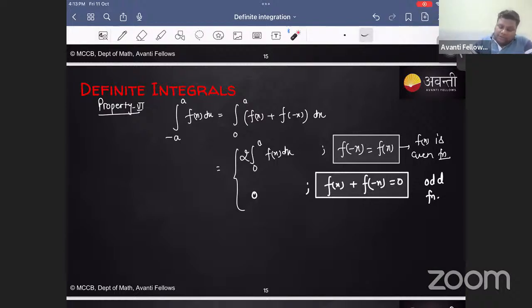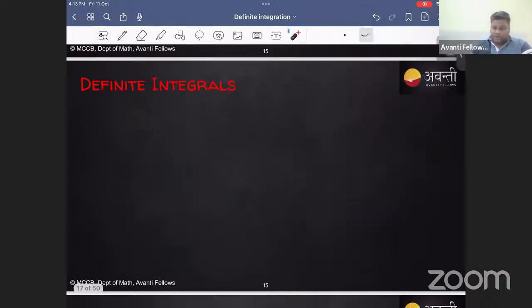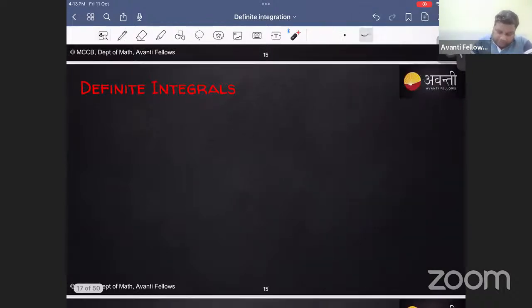So first of all, in any equation, if you see it is from minus a to a, that can be a question of even odd property for a function. Got it? Now, if it is even function, it will be 2 times, limit will become 0 to a. If it is odd function, answer will be 0. So we have to identify if it is an even function or an odd function or what it is. Got it?